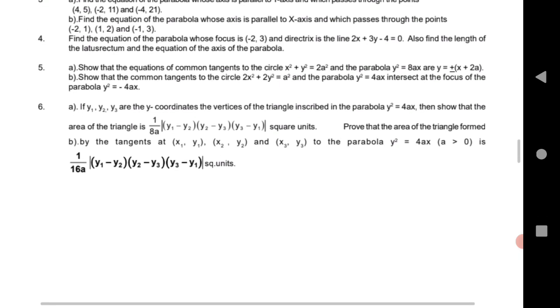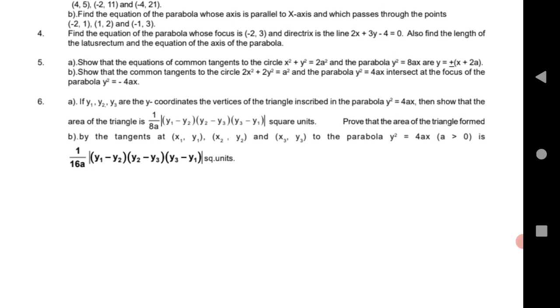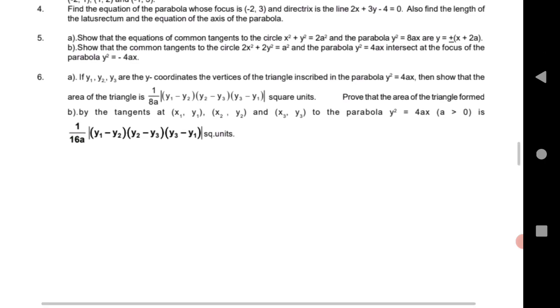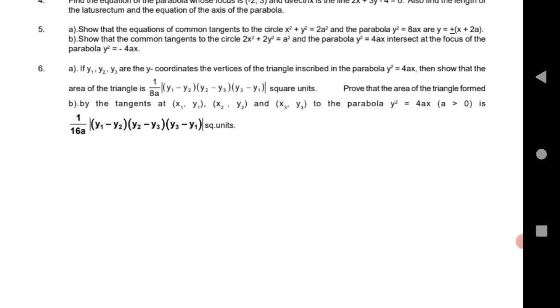Next is find the equation of parabola whose focus is (-2, 2) and directrix is the line given. Find the length of latus rectum and the equation of the parabola. Show that the common tangent of x square plus y square is equals to 2a square and y square equals to 8ax. And the last, sixth one, is a very important question.